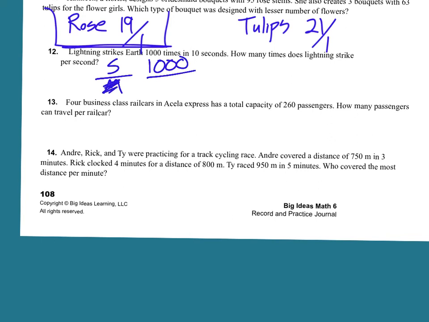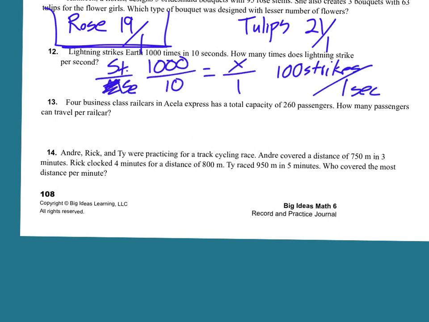Oh, it's seconds, not minutes. Sorry. So I better do strikes with ST, and then we'll do seconds with SE. And we've got 10 there. I'm going to set it equal to how many in 1? So X over 1. We want to know strikes per 1. Well, because it's a unit rate, we just have to go 1,000 divided by 10. We get 100 strikes per second. All right, so not too difficult. Yeah, unit rates are pretty fun.